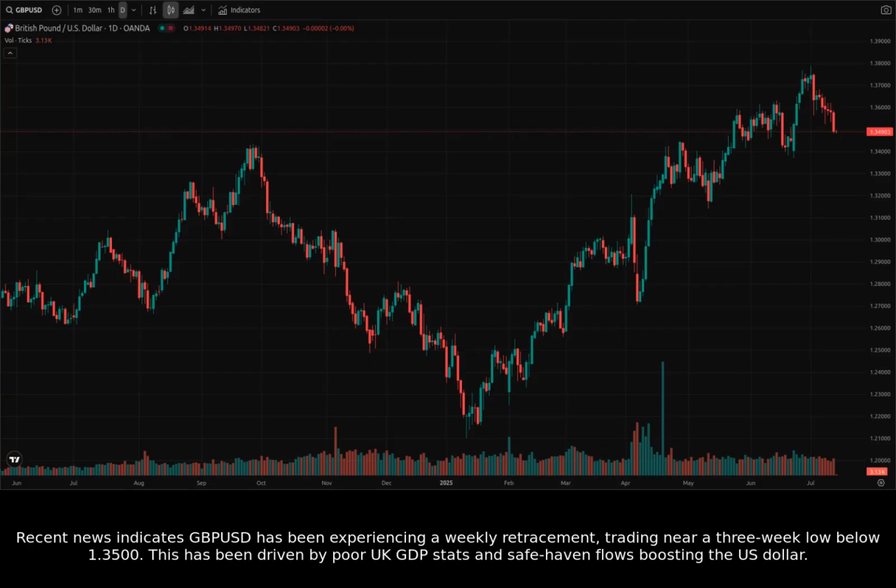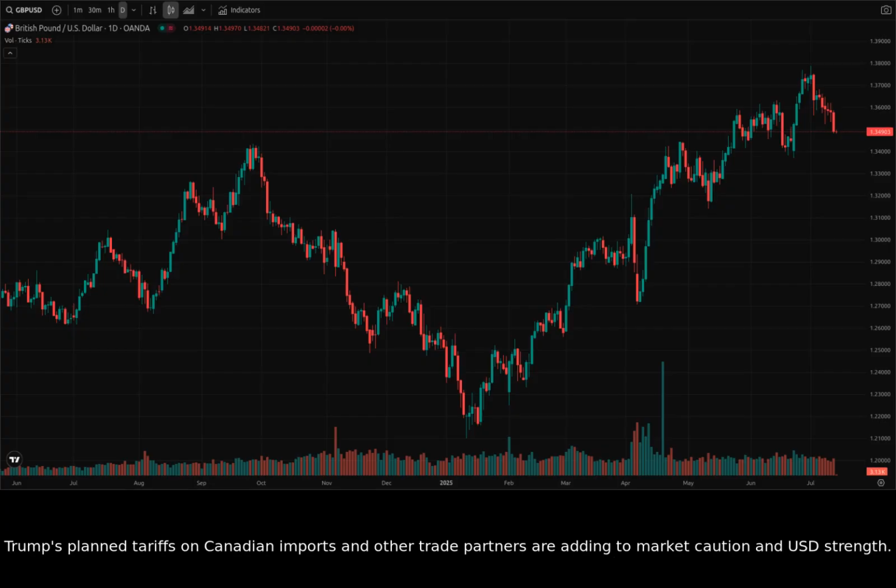This has been driven by poor UK GDP stats and safe haven flows boosting the US dollar. Trump's planned tariffs on Canadian imports and other trade partners are adding to market caution and USD strength.